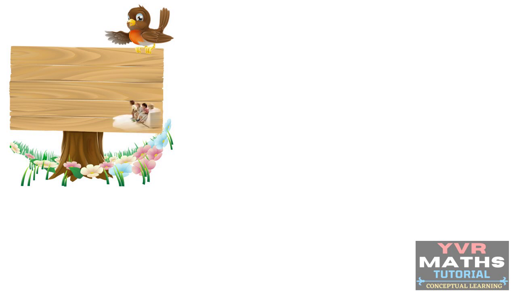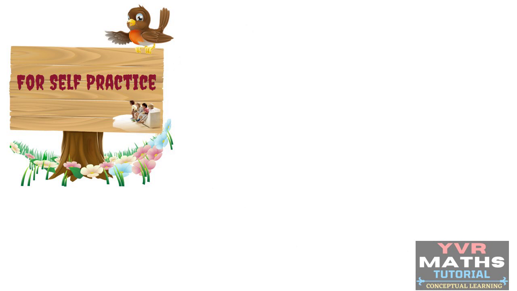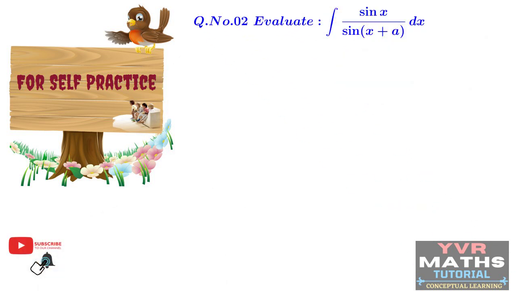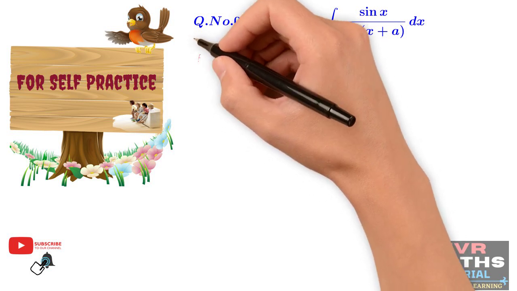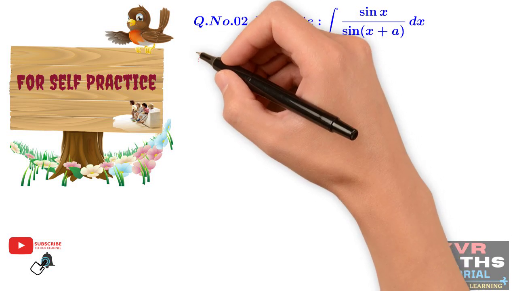So now, based on this problem, I will give you 3 questions for self-practice. See here, this is question number 2. In this integral, the integrand is sin x by sin of x plus a. Like the previous question, in the numerator, the angle of sin is x. So for this x, I am going to add a and subtract a. So see here, I will give you the hint for this question.